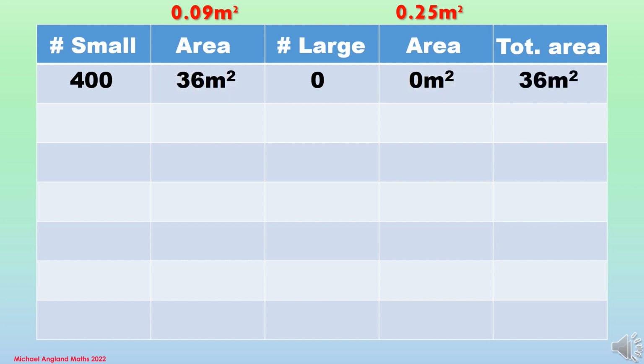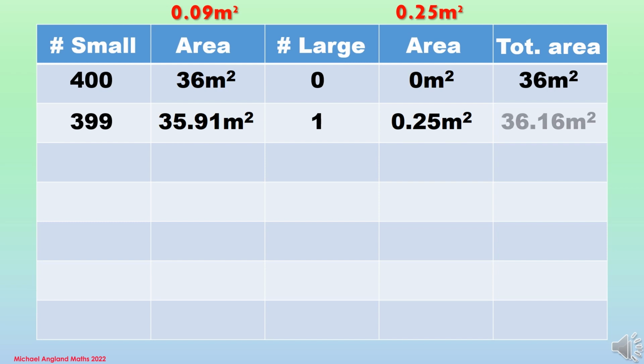The next step is to tweak it by one. So 399 small tiles and one large tile. 399 small tiles is just 400 minus one of them. So 36 minus 0.09, 35.91 square meters. And one large tile, 0.25 square meters. Total, 36.16 square meters. Now, we don't need to go any further, because we can see the increase is 0.16 square meters whenever we change one small tile for one large tile. And that's the difference between 0.25 square meters and 0.09 square meters.